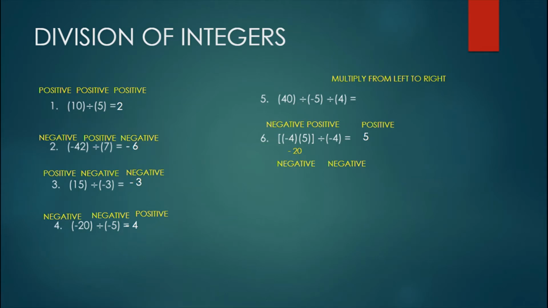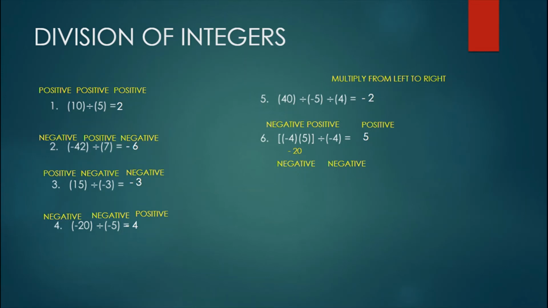Now let's go back to the number 5 question. Let's start dividing from left to right. Let's start with positive 40 divided by negative 5. They are unlike sign. So we have here negative 8. Negative 8 divided by positive 4. Unlike sign. So the answer is negative, and that is negative 2.